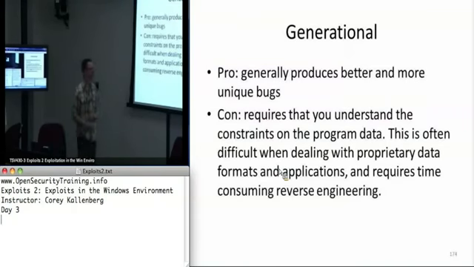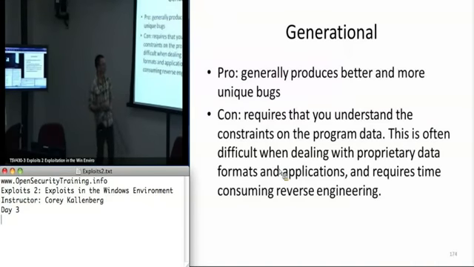So generational fuzzing is good because it generally produces better bugs. When you really understand the document format that you're trying to fuzz, you can try to hit all the corner cases precisely. The con here is that you have to understand the complete specification of what you're fuzzing, and that is often difficult or not tractable.